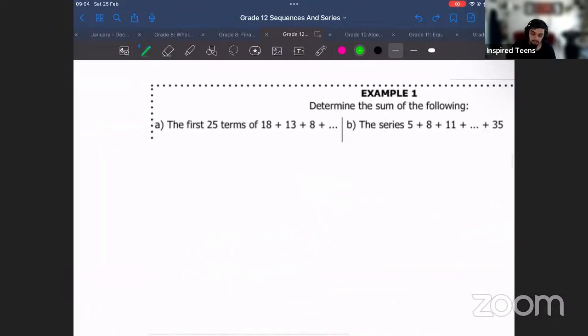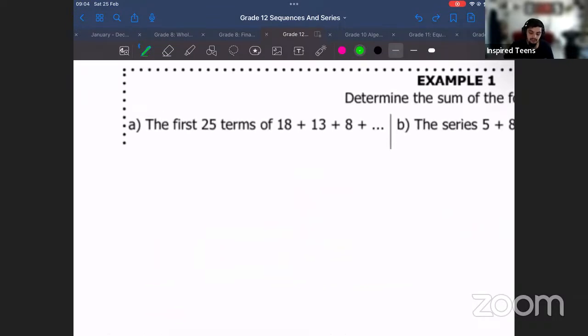It says determine the sum of the following: the first 25 terms. They want us to calculate the sum of the first 25 terms of this pattern. Of course, we know it's linear arithmetic, but in the exam they don't need to specify that it's linear or arithmetic, because you need to work that out. So in this case, I can see, is there a first difference? Is there a second difference?